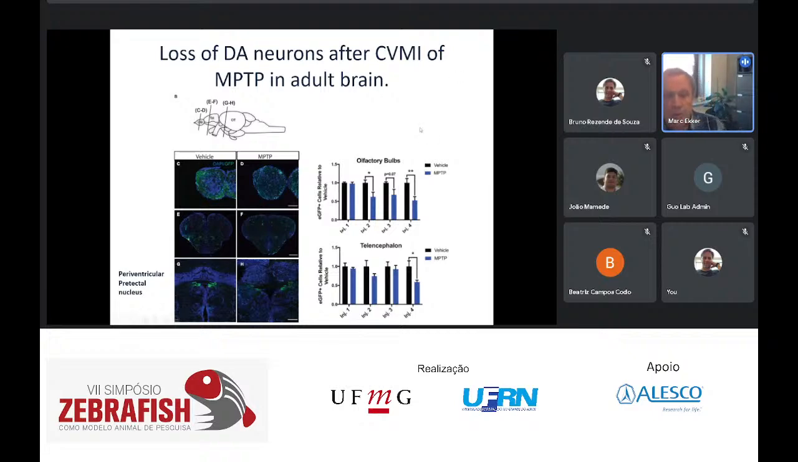And when Michael examined what's happening in terms of dopaminergic neuron numbers after 1, 2, 3, or 4 injections, he could obtain noticeable decreases in the olfactory bulbs and less profound decreases in the telencephalon of these fish, as shown here for the olfactory bulbs and the telencephalon. And here is another area that we've been paying particular attention to, the periventricular pretectal nucleus.